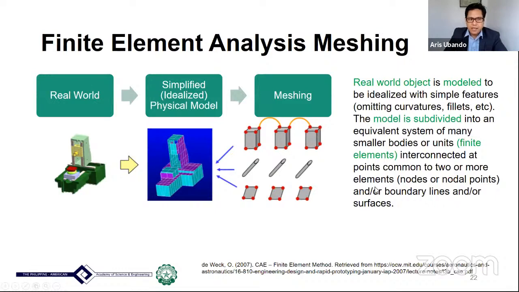So here, if we have a real world problem, we would try to simplify this into a physical model, perhaps using a CAD software, and also apply meshing. As you can see here, the simplified model has been subdivided into smaller areas or volumes, wherein we can distinctly see the intersections, which are the nodes. So here, these are the initial steps in doing the FEA analysis.